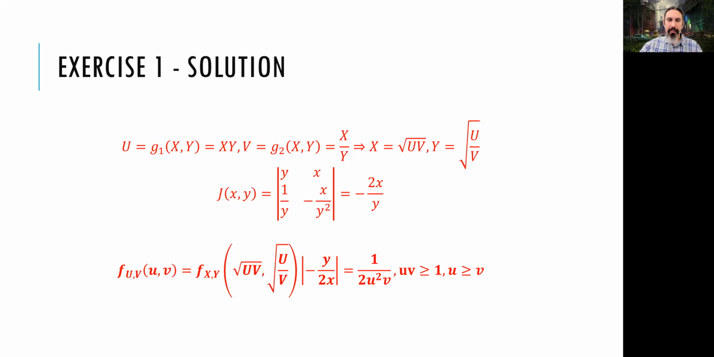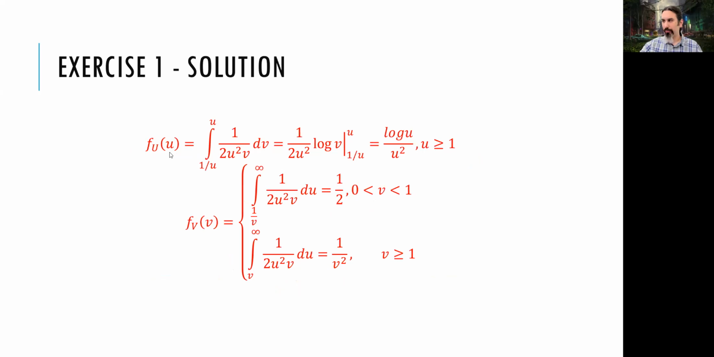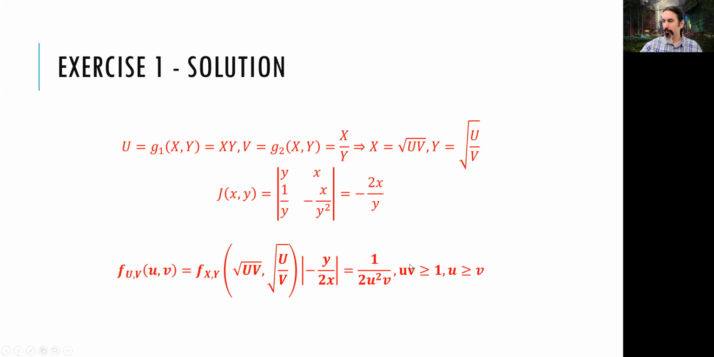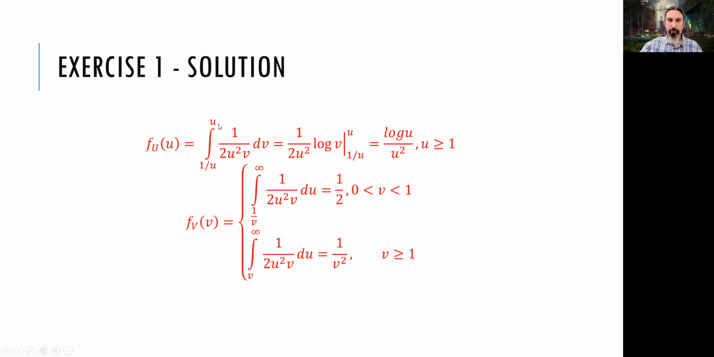Now, to find the margin of u, we need to integrate for v, which is easy. You just integrate from 1 over u to u, because as you can see here, if we leave v alone, v is greater than 1 over u and v is less than u. So we have a nice set of upper and lower limits for v, which is going to be 1 over u to u.